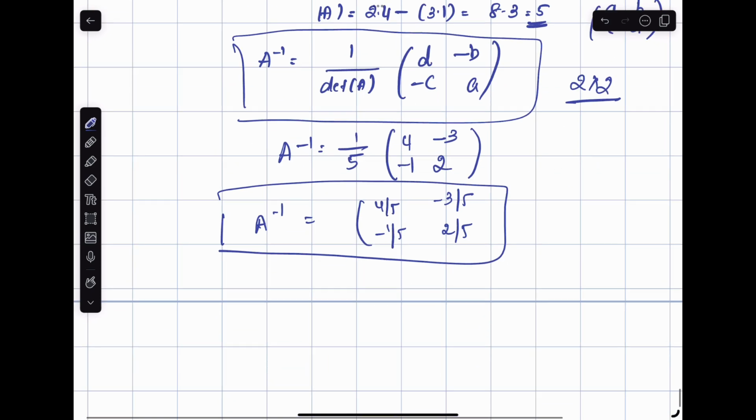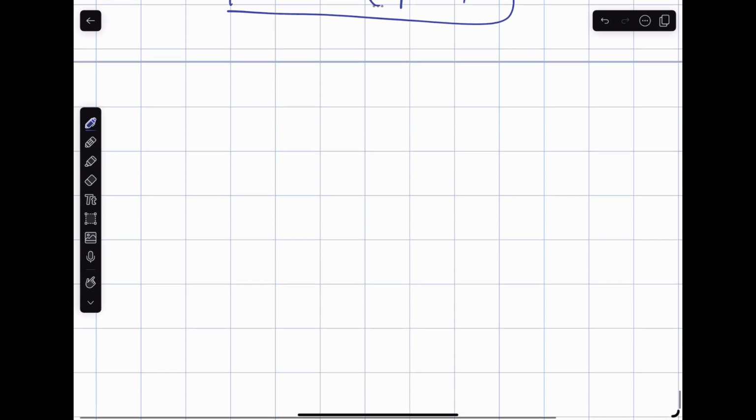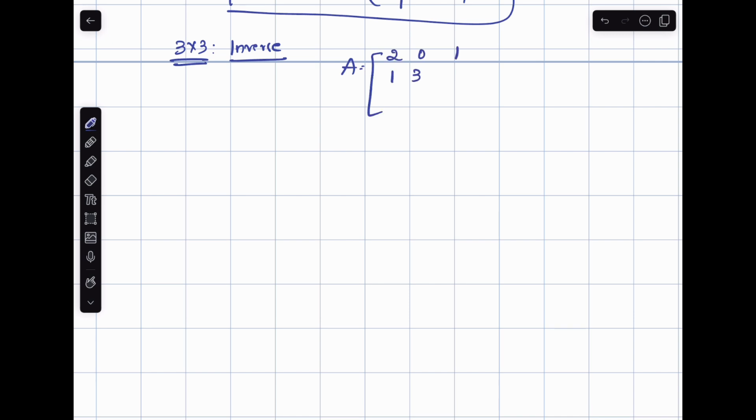Now how will you find the inverse of the invertible matrix for the 3 cross 3 matrix? The 3 cross 3 matrix is kind of trickier or lengthier compared to 2 cross 2. So let me take one example. Say you have A is equal to 2 0 1, 1 3 2, and 0 1 1.